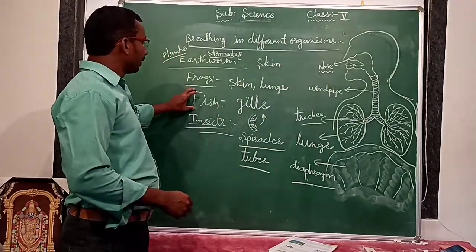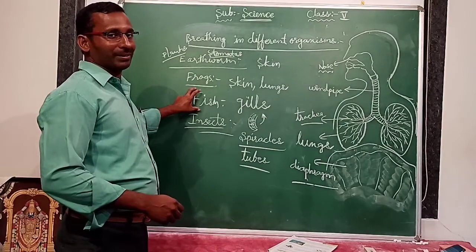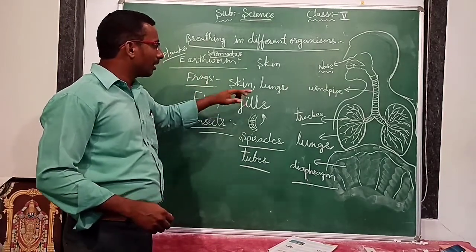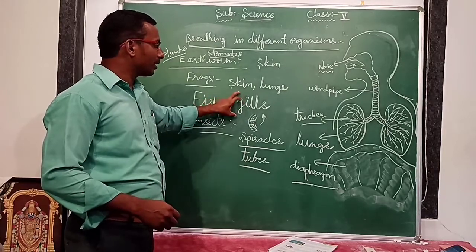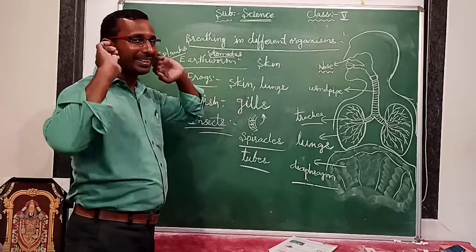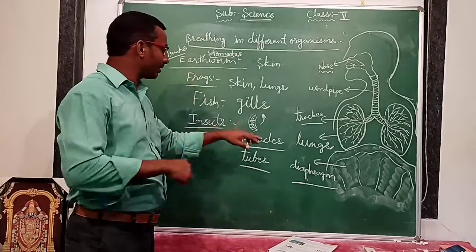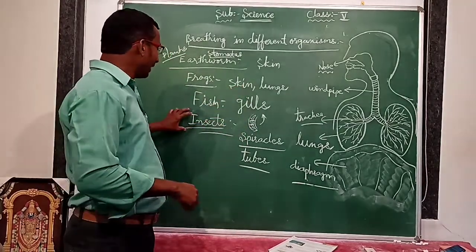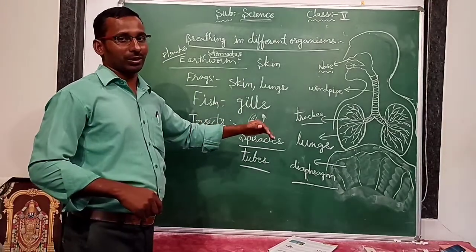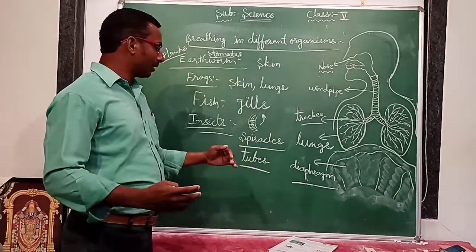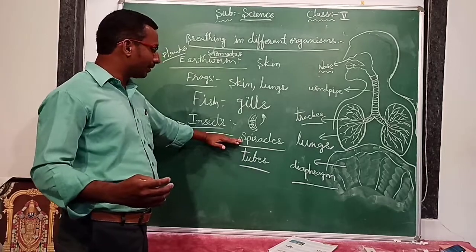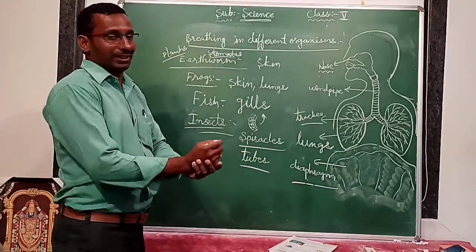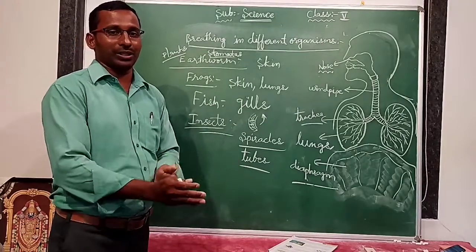And fish are living in water, so they have special breathing organs. They are called gills. When we open the side of the caps, we are seeing this type of parts. With the help of gills, they are breathing. And insects, example cockroach, scorpion, locusts, are breathing with the help of spiracles. So this is breathing in different organisms. Is it clear? Understood everyone? Yes.